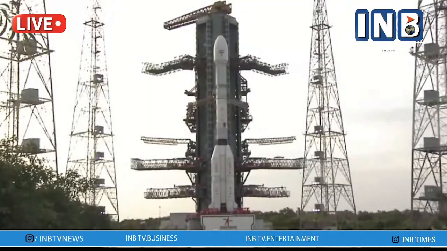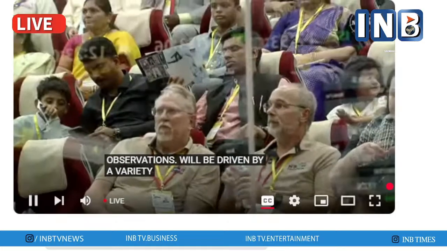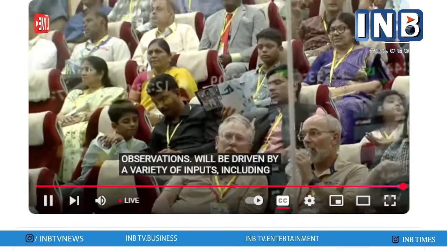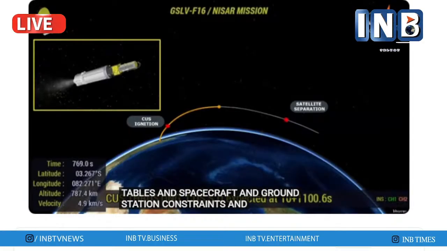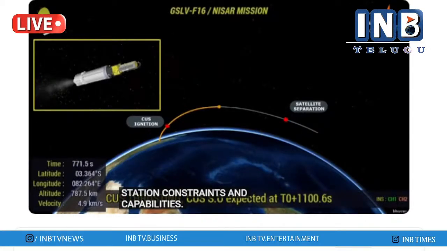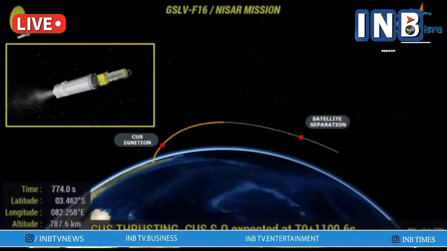An operational philosophy unique to the GSLV-F16 NISAR mission is that the cryo stage is operated at 11% for a duration of 405 seconds. About 11 minutes into flight, the radar mode tables and spacecraft and ground station constraints and capabilities. Third stage cryo upper stage ignition is completely normal.